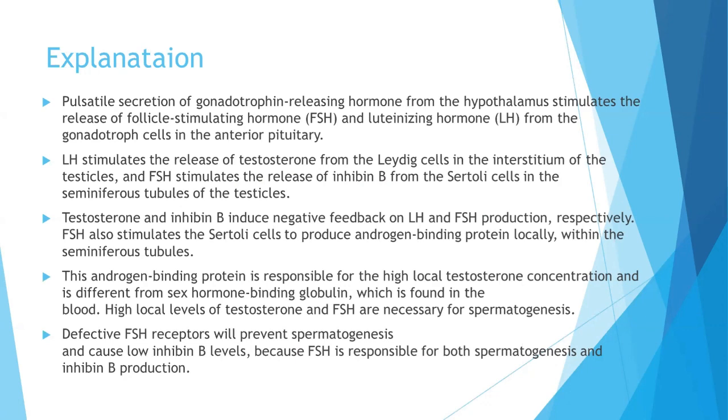Now, the Sertoli cells also produce androgen binding protein locally. This androgen binding protein is responsible for the high local testosterone concentration and is different from the sex hormone binding globulin, which is found in the blood. The high local level of testosterone and FSH are necessary for spermatogenesis. The defective FSH receptors will lead to decrease in the spermatogenesis and cause low inhibin B levels. FSH is responsible for both spermatogenesis and inhibin B production. So, our patient has defective FSH receptors, due to which the FSH cannot act on the Sertoli cells, and due to which there will be decrease in the inhibin B levels.